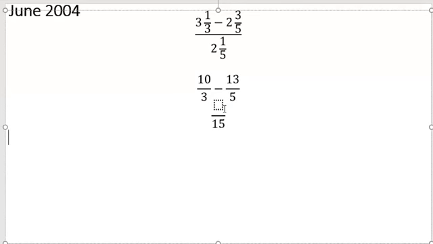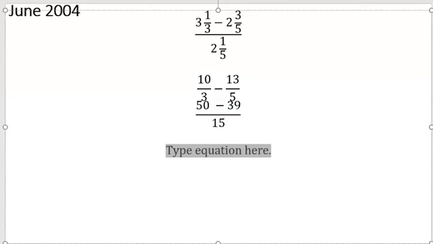LCM of 15, and we now say 3 into 15 goes 5 times, 5 10s are 50, minus 5 into 15 goes 3 times, 13 multiplied by 3 is 39. So now I have 50 minus 39, and that leaves us with 11 over 15.